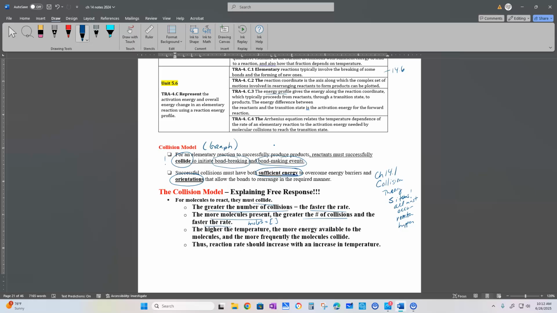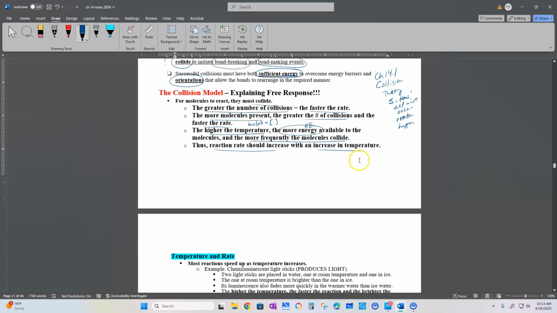Okay. Now, what happens if you change temperature? If you change temperature, you have more energy, more specifically kinetic energy, available for the molecules, and then they'll not only collide, but collide more frequently. The reaction rate should increase with an increase in temperature. Okay, so that's what we need.